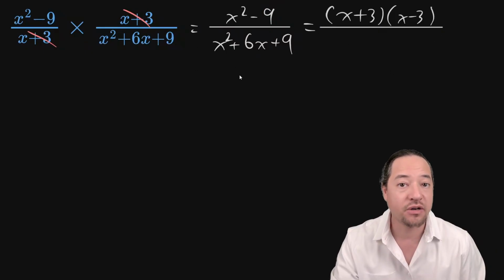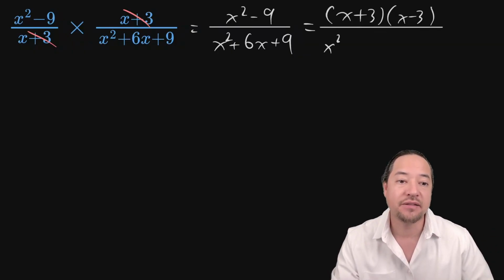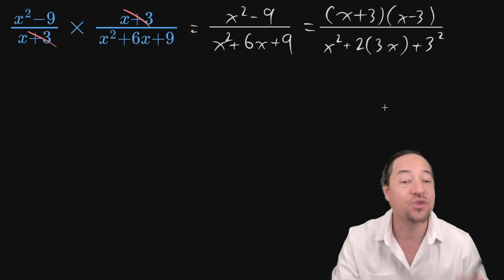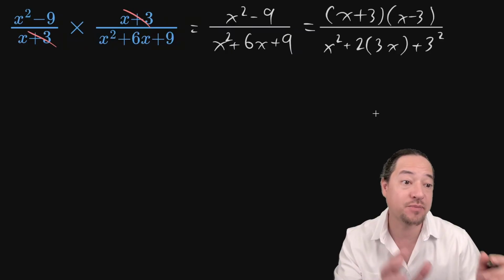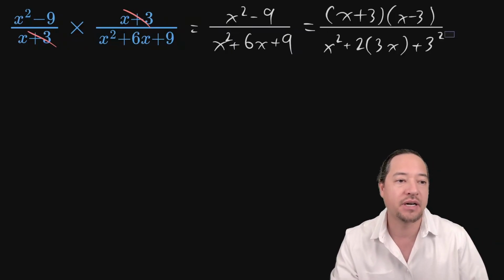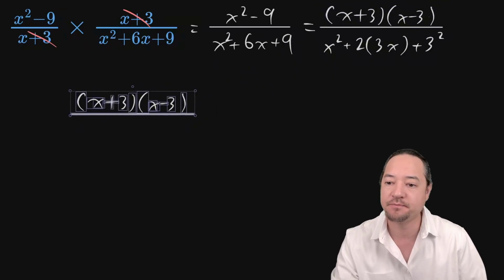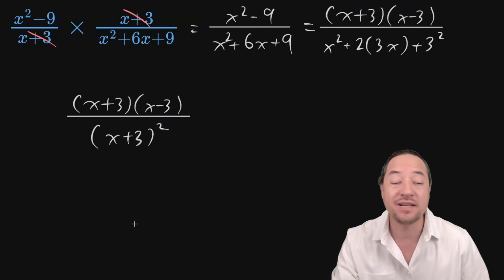And the denominator we can also factor. You might recognize this as a perfect square trinomial pattern. What that means is I can think of this as x squared plus 2 times 3x plus 3 squared, right? And this is the pattern for a perfect square trinomial where the factor here is going to be x plus 3 quantity squared. So let's write that down. Let's grab this section here. And this is all going to be over an x plus 3 quantity squared.